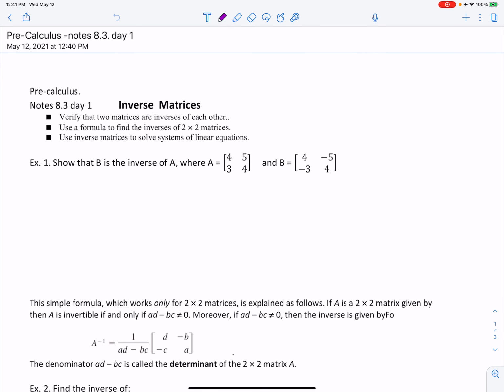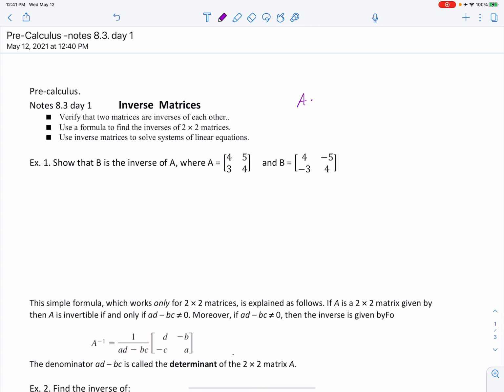Pre-calculus 8.3, day 1, we are looking at inverse matrices. We're going to be using those to solve equations, kind of like we use the determinant to solve equations, just inverse matrices is a different process that we can use. And when we talk about inverses, they undo each other.